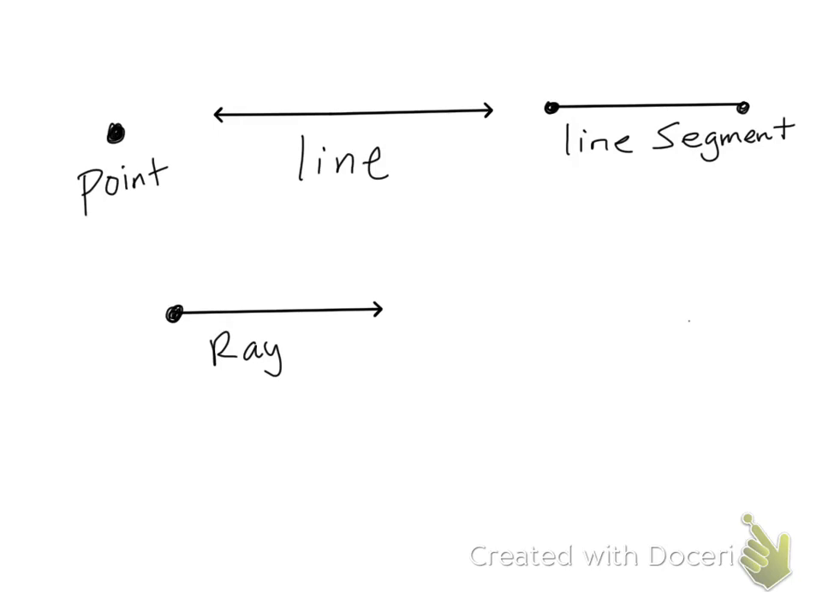A line does not end. It goes on forever in both directions, which is why we have the arrows. A line segment is part of a line, and it has a beginning and an end, and it's shown by dots. The segments can be drawn without dots. It just depends on how we want it to look.